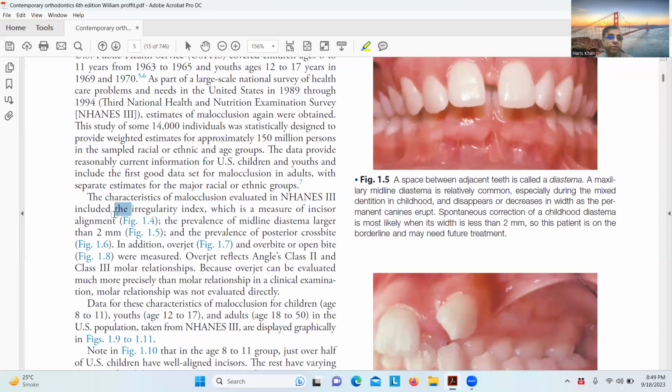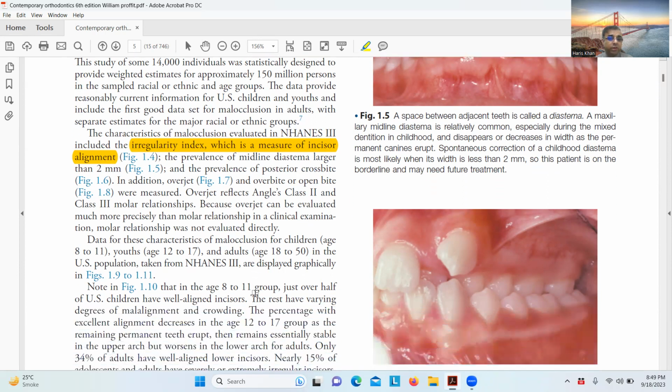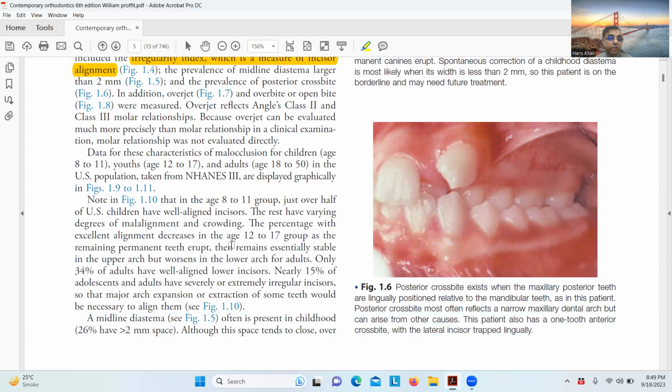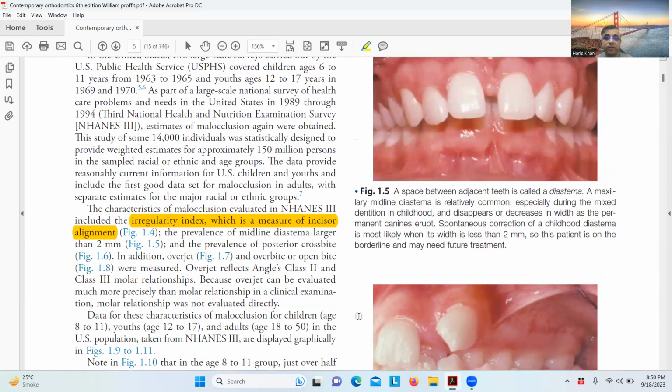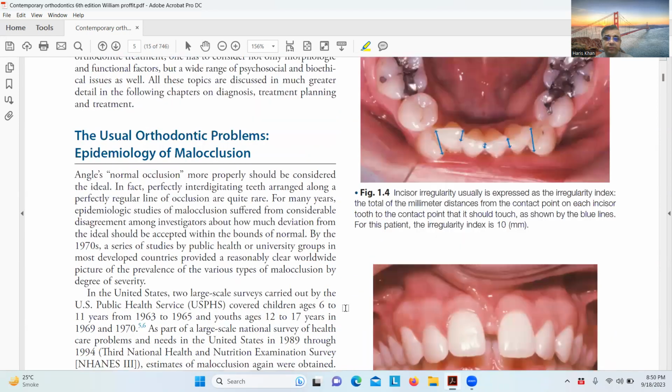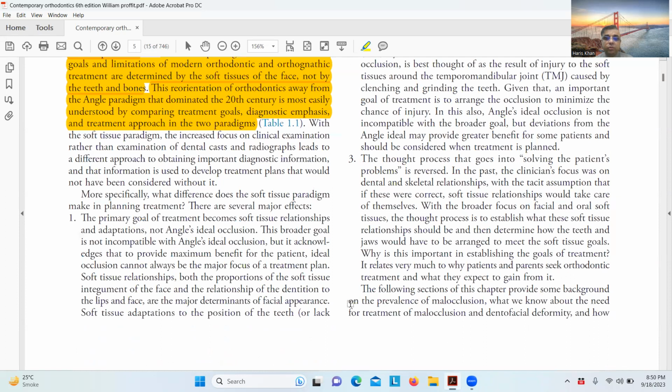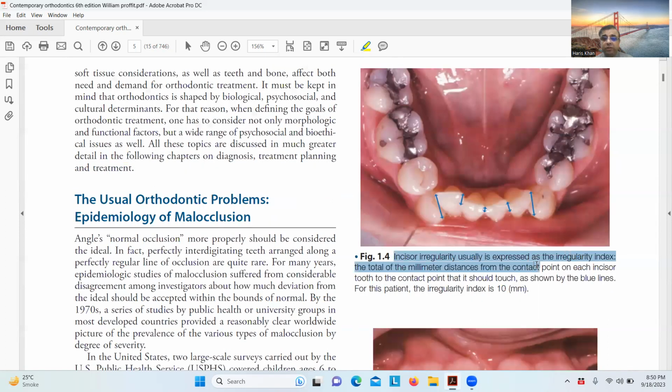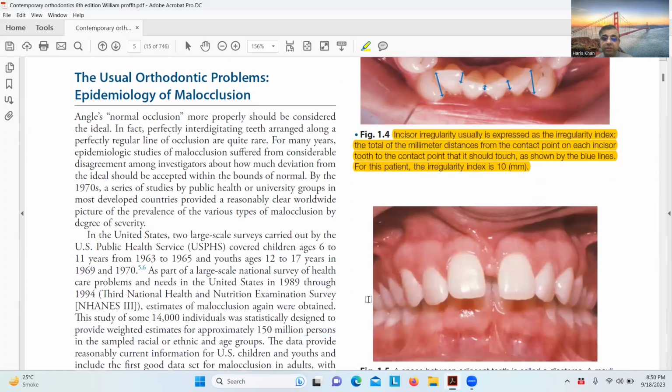So the irregularity index, which measures the incisor alignment, right? The prevalence of median diastema larger than 2 millimeters, the prevalence of posterior crossbite, and the prevalence of open bite and overbite were measured, and Class 2 as well, okay, not important. Figure 10, at the age of 10 years, near 50 percent. So this is important, usually expecting irregularity index. So you have to go through these lines, right? Remember the definition of the irregularity index.